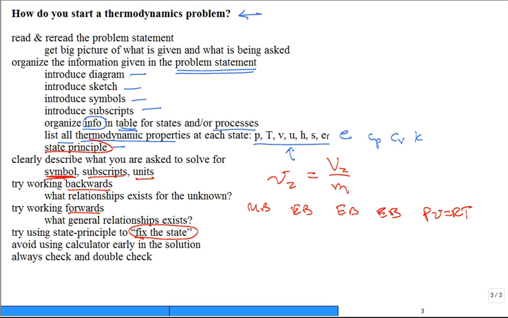It's mentioned right here. Avoid jumping on the calculator early in the solution. Work in symbols to an extent. And then always double check your answer. Double check units. Double check your work, okay? As a good engineer, you want to avoid those trivial errors that cost a lot of money.